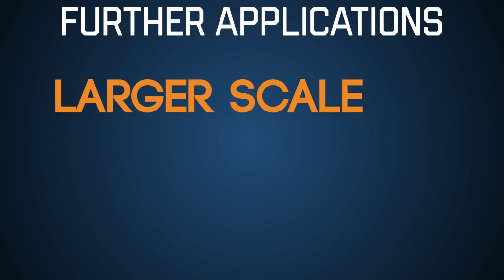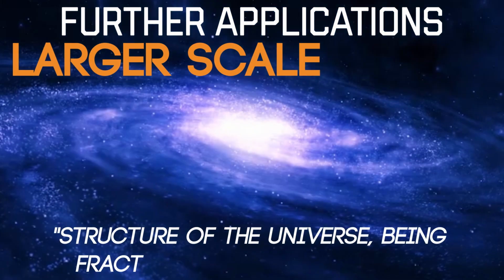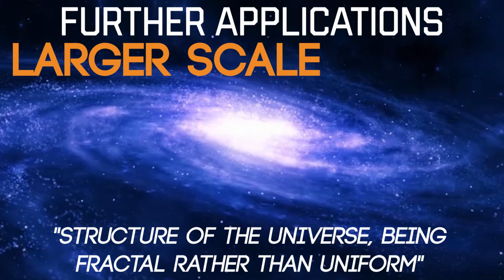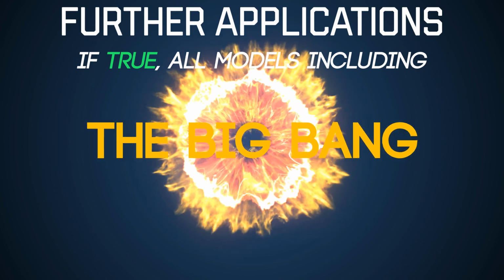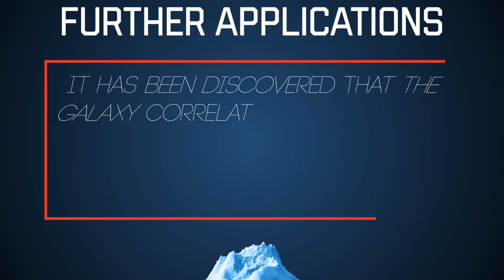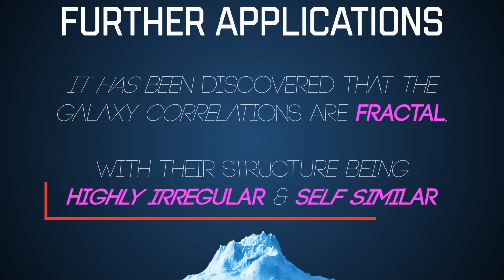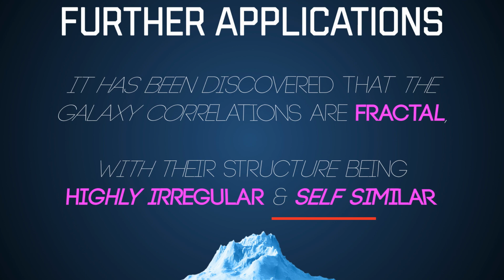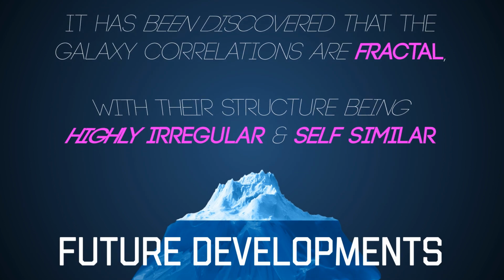On a larger scale, scientists are investigating the possibility of the structure of the universe being fractal rather than uniform as previously thought. If this is proven to be true, all models including the Big Bang will have to be adapted. It has been discovered that the galaxy correlations are fractal, with their structures being highly irregular and self-similar. This is just the tip of the iceberg of new developments that fractals have enabled, with plenty more likely to come in the future.